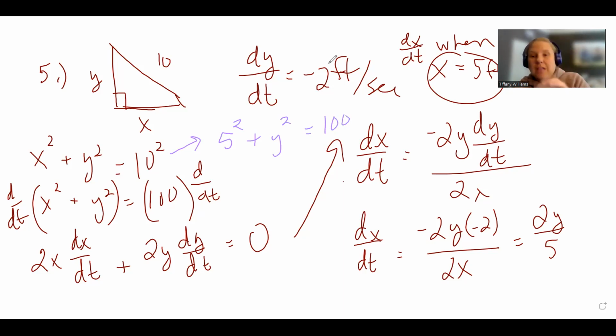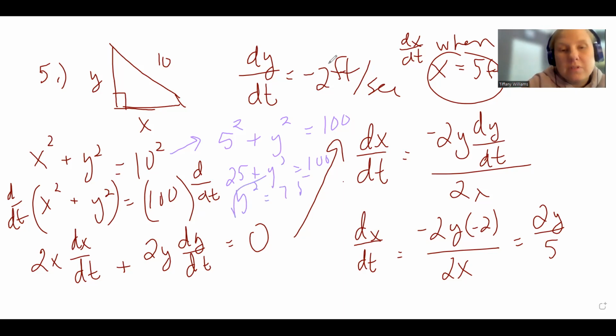So by doing this, I can actually figure out what y is supposed to be at that moment. So 5 squared is 25, plus y squared equals 100. If I subtract 25, I've got y squared equals 75. If I take the square root of both sides, the square root of 75 is, that's 25 times 3. Square root of 25 is 5. So y equals 5 on the square root of 3.